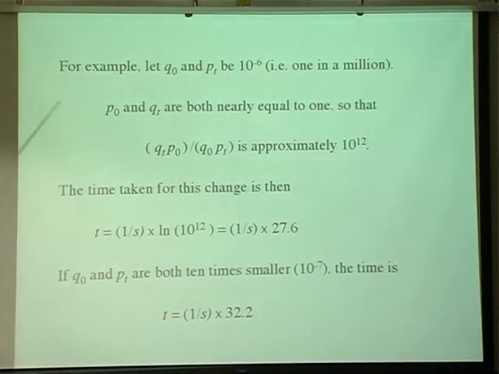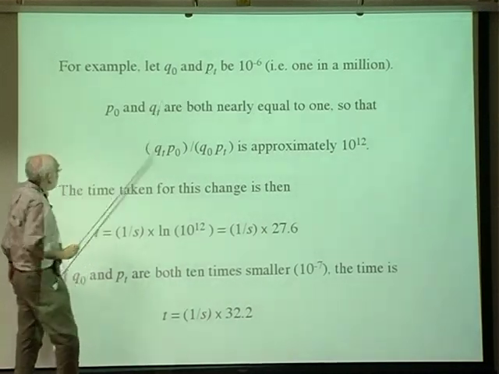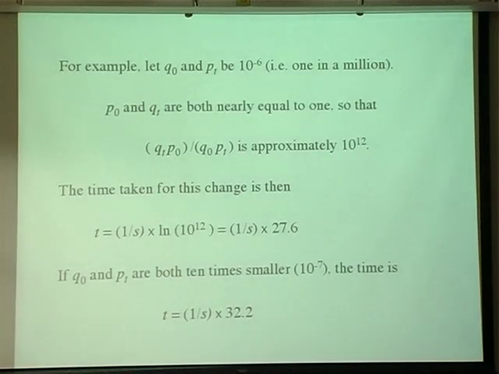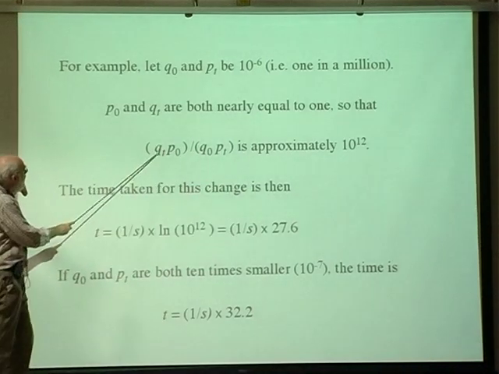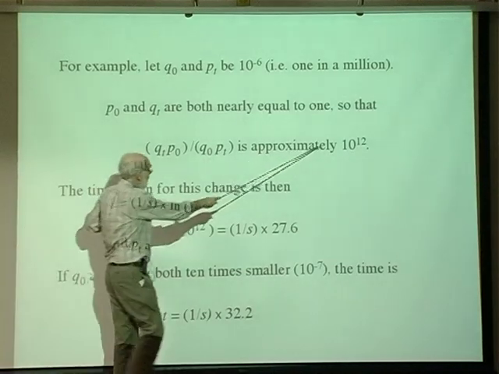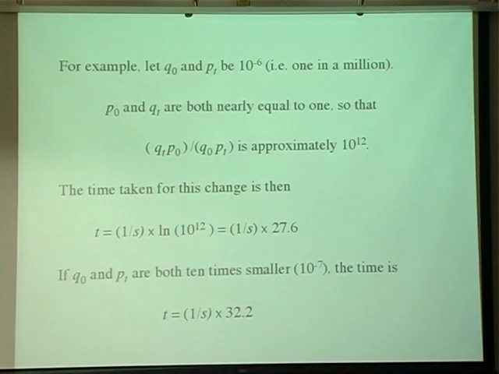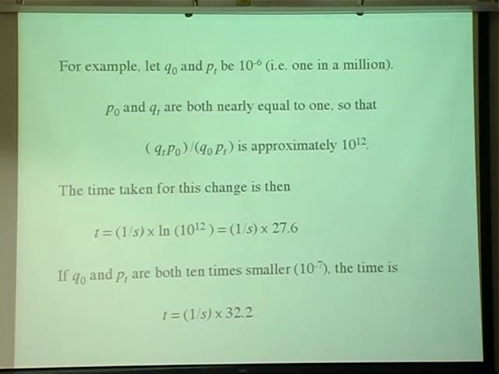OK, so let q naught and pt be 10 to the minus 6. So the allele has gone from very, very low frequency to almost taking over the population. So it's got to a very, very high frequency, essentially fixation. So p naught and qt are both essentially 1. So our ratio reduces basically to 1 over q naught times 1 over pt. And that's 10 to the 12. That's a huge number, 10 to the 12, right? Very, very big. Much bigger than the age of the universe. But we take the log of that, and we get a miserable 27.6. So our time is 1 over the selection coefficient times 27.6. So it's of the same order as 1 over the selection coefficient.